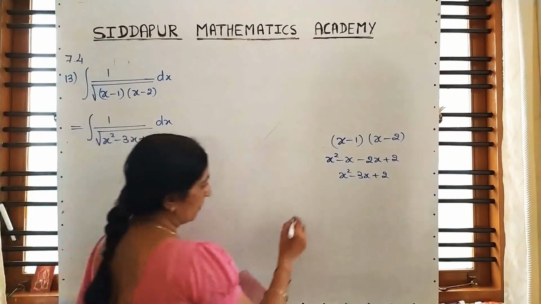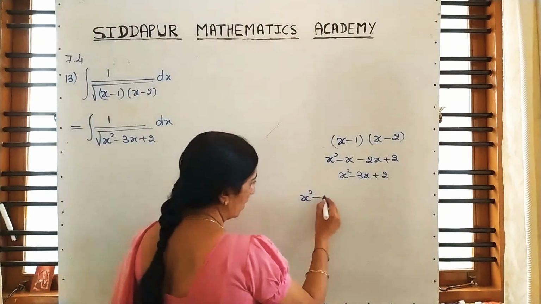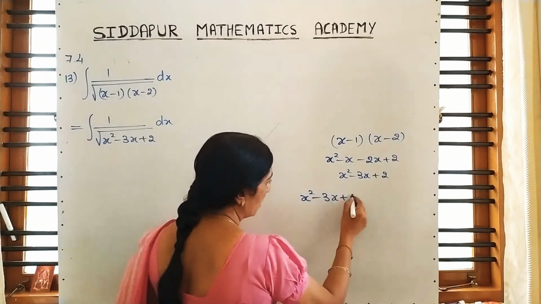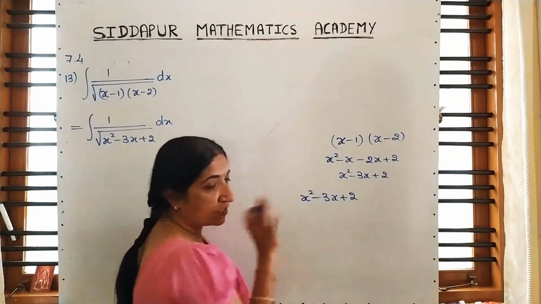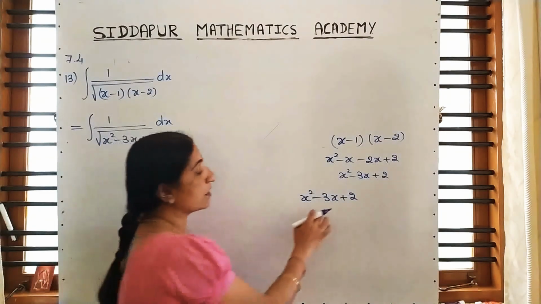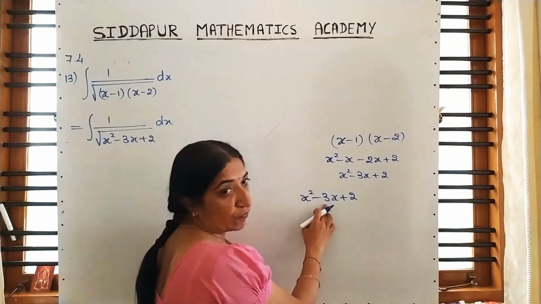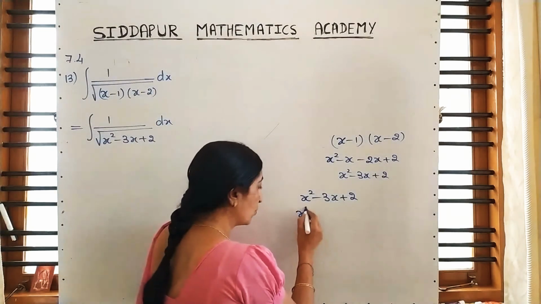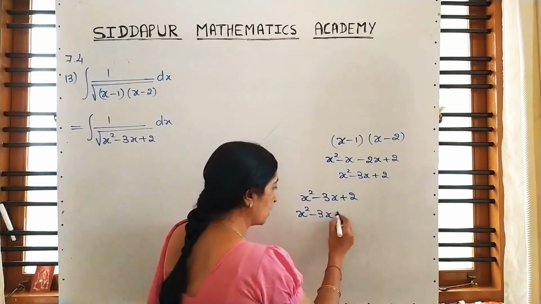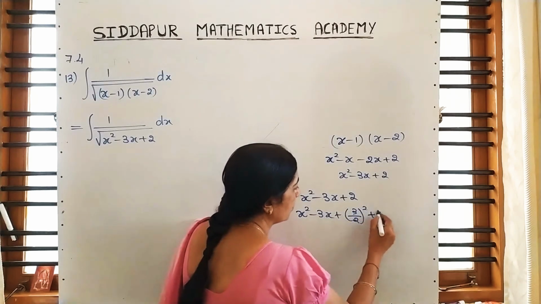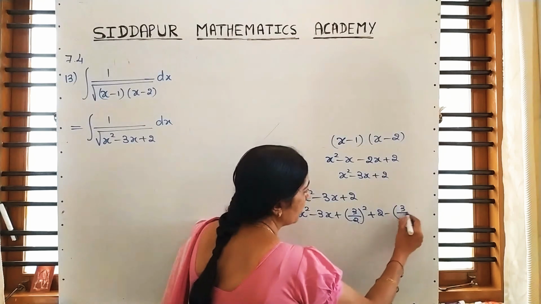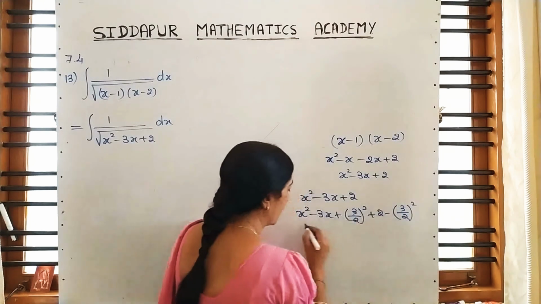So already you are familiar. Make it a perfect square. x square minus 3x plus 2. Here the x square coefficient is plus 1, so the first step is completed. The x coefficient is 3. Half of that is 3 by 2. So x square minus 3x plus (3 by 2) whole square plus 2 minus (3 by 2) whole square.